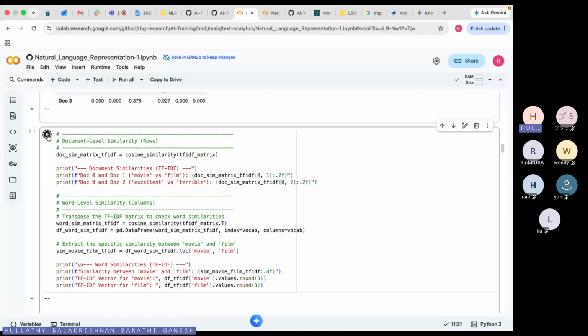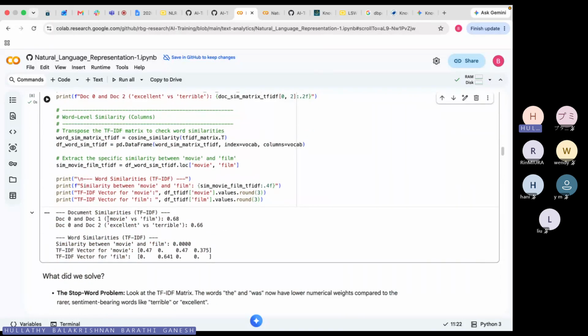The same similarity measure we will do. Now if you see, the similarity between two positive statements is 0.68. The similarity between the positive and the negative statements is 0.66. It is a little bit reduced, but it's not enough. And if you see the semantic similarity between the synonym words like movie and film, it is still 0 because it's not carrying the context of the word itself.